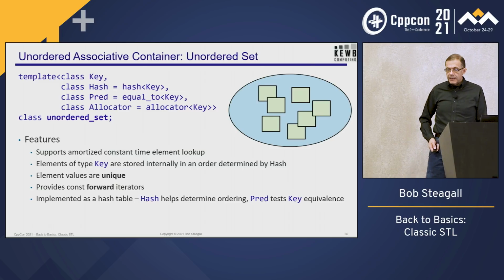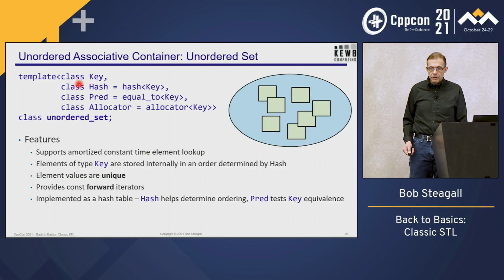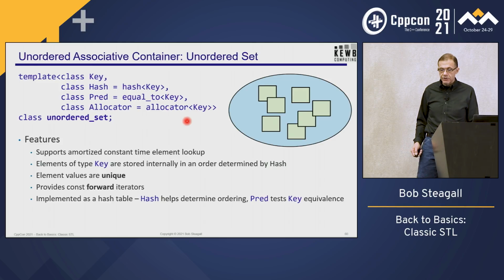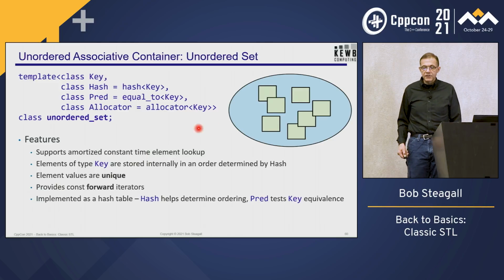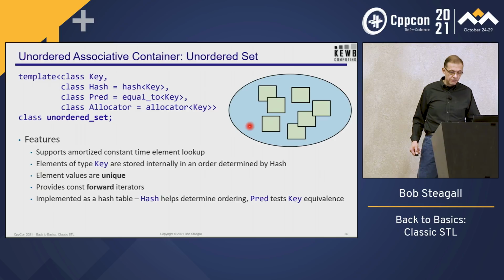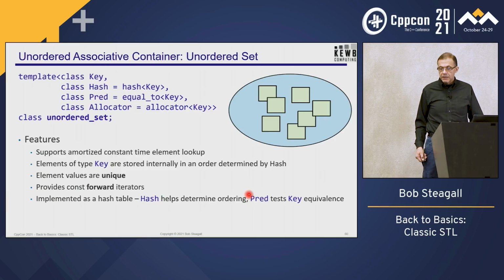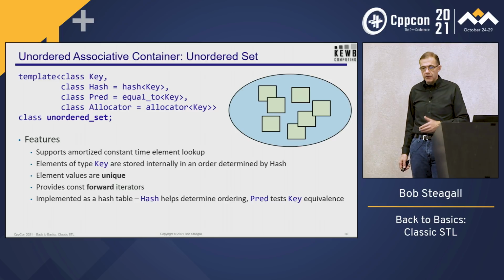We have unordered set, and here the class interface is even more complex. You're storing a key, you have some hash function, you have another function that tells you when two keys are equal, and because it's a dynamic data structure, there's an allocator associated with it. The important thing is that it supports constant time element lookup because it's a hash table, that's what it's designed to do. The element values are unique, and it must provide at least forward iteration. You can iterate over all of the elements that are stored in an unordered set.